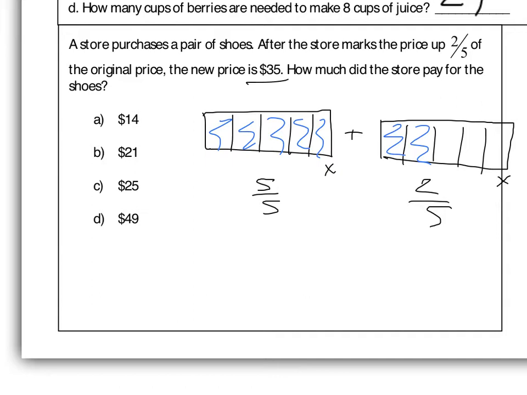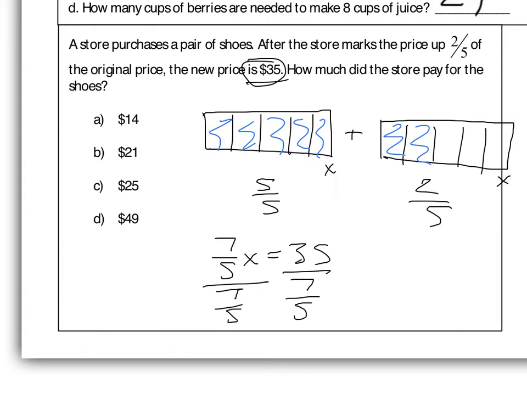So when we end up paying, we're going to pay a total of 7/5 of the entire price. 7/5 of x is equal to the new price, which was 35. So we end up dividing by 7/5. So x is equal to 35 divided by 7 over 5, which is the same thing as multiplying by the reciprocal, 5 over 7. And when I do that work, I should get 25.